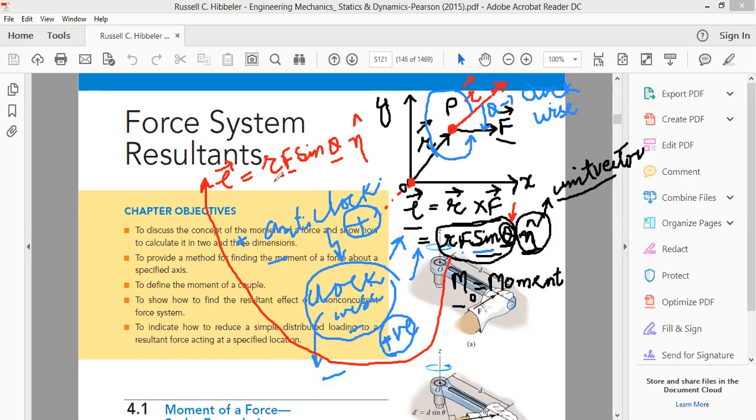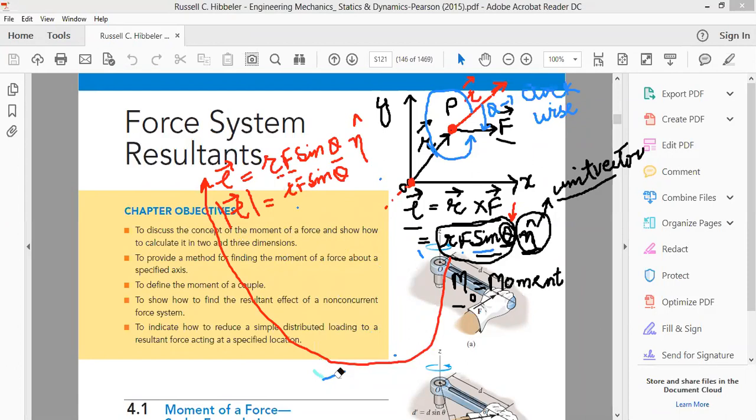Now look here, the magnitude of the torque is R F sine theta. When you are writing the magnitude, you don't actually write the direction. So this is RF sine theta. We can also write this RF sine theta as F multiplied by R sine theta. This is simple multiplication: F multiplied by R sine theta.